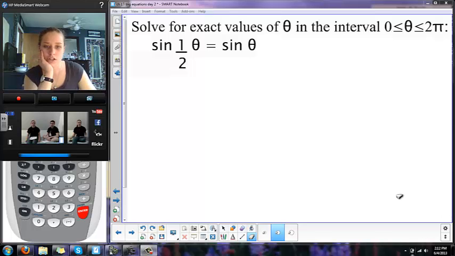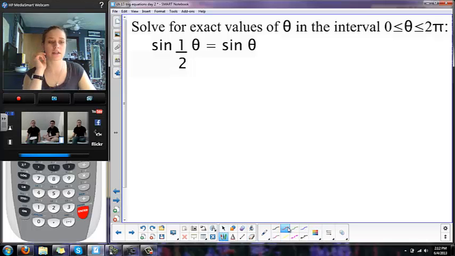So here's the last question that we have to do. Solve for exact values of theta in the interval where theta is between 0 and 2 pi. There's a couple of different things that I notice about the way that this question is written that I want to point out to you first before we start. So number one, solve for exact values.